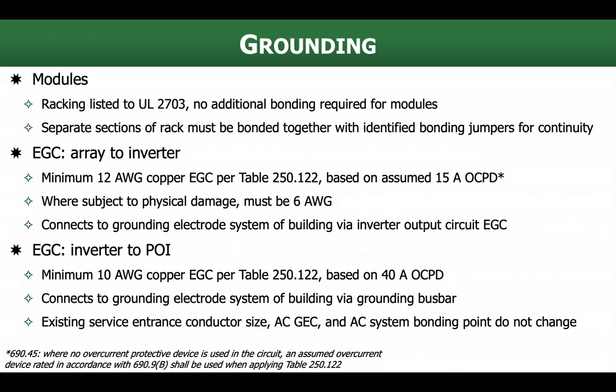and there's going to be a grounding electrode conductor running to a ground rod or a UFER ground or whatever the existing grounding electrode system is for that house. We didn't change anything about the existing service entrance conductor size. We don't need to change anything about the AC grounding electrode conductor or the AC system bonding. We know that we've got a transformerless, non-isolated system on the DC side. This is all we need in terms of grounding to make it code compliant.